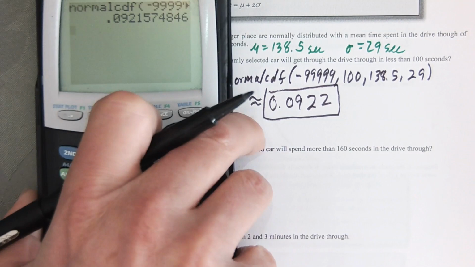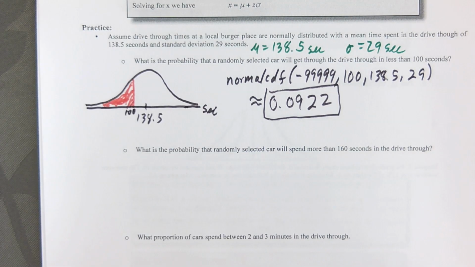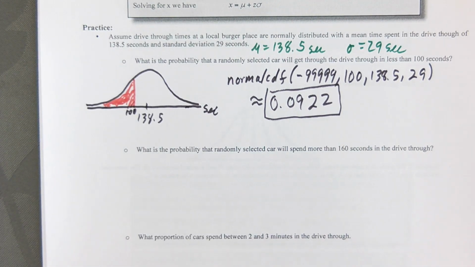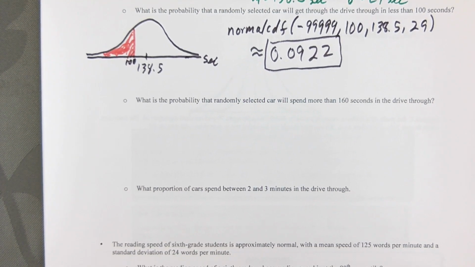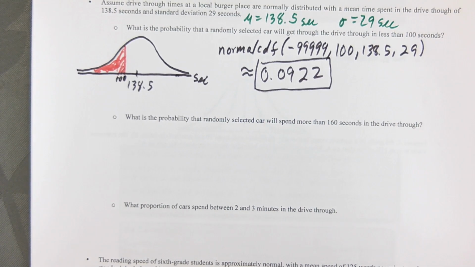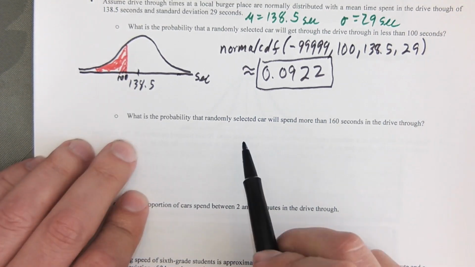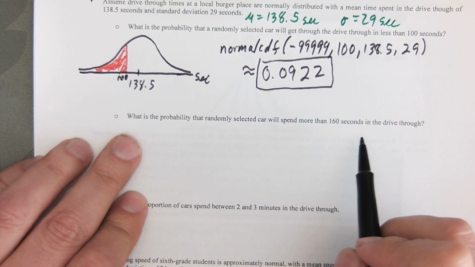So what's the probability that a car will get through in less than 100 seconds? Not too high, a little over 9%, which makes sense. So same scenario. What is the probability that a randomly selected car will spend more than 160 seconds in the drive-thru?